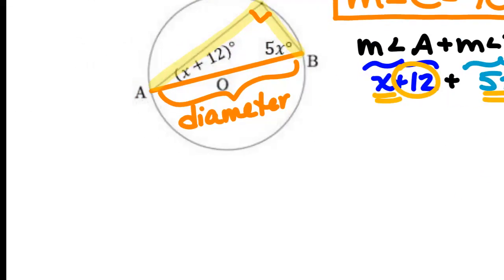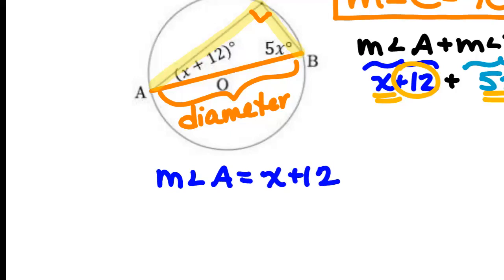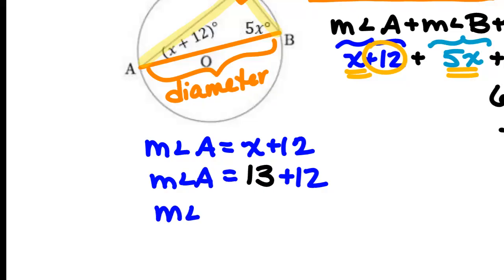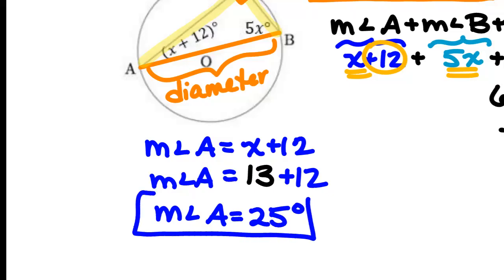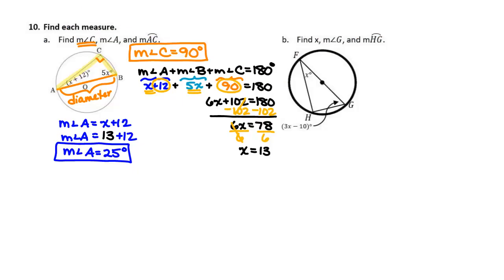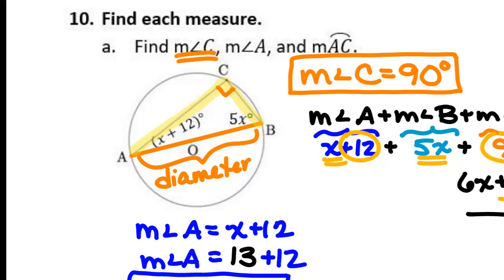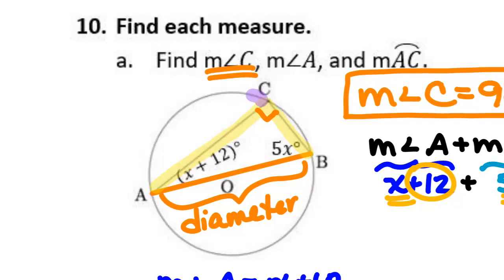Now that I know x is 13, I can find the measurement of angle A by doing x plus 12, which would be 13 plus 12. 25, yes. So angle A is 25 degrees. All right. We still need to find arc AC. Let's look at the picture. Arc AC would be this arc right here. What's the angle that's intercepting that arc?